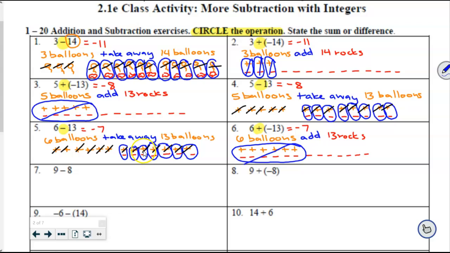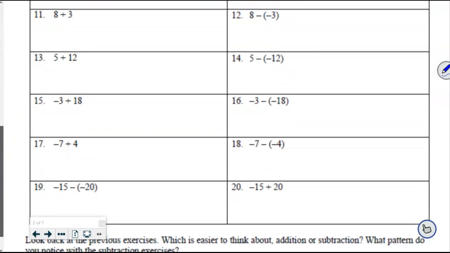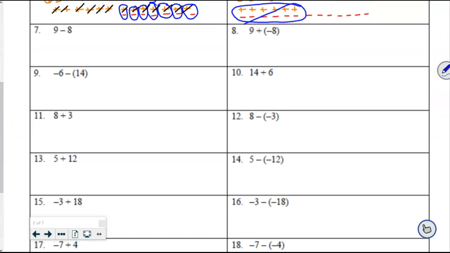Can I do it? Do I know how? Sure. Do I want to have to draw those 0 pairs all the time? I don't. Not when I can change the problem. The rest of them, I'm going to let you guys work at your own pace. We're going to spend 5 more minutes working on 7 through 20. I'm going to get done what I can in that same amount of time.